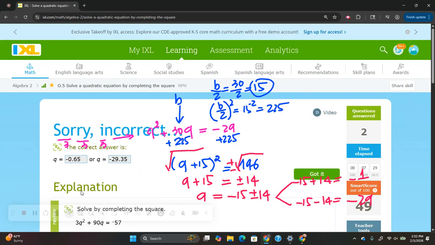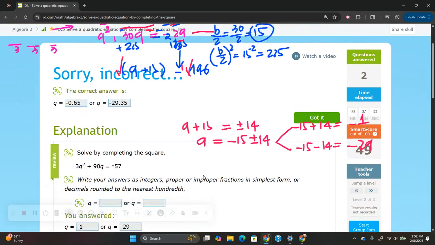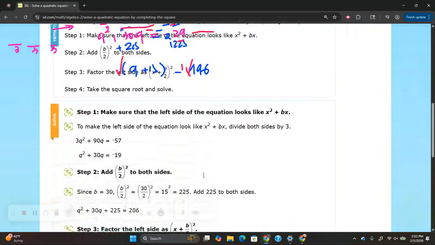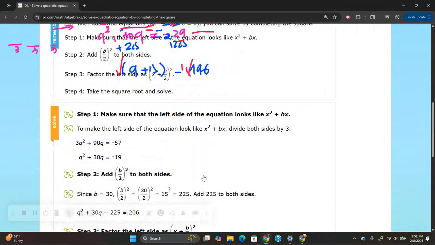Voila. Oh, they said no. They said no. Okay, so let's see what happened here. Ooh, let's see. Hold on. Oh my God, I got it wrong.